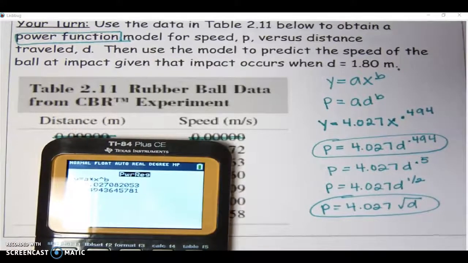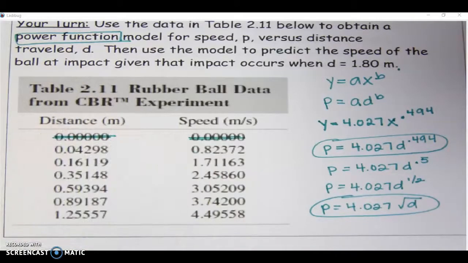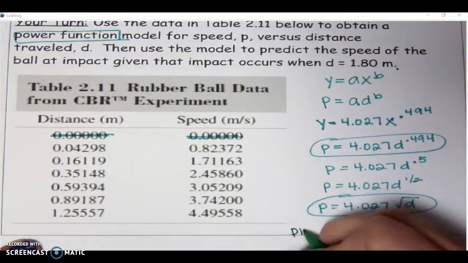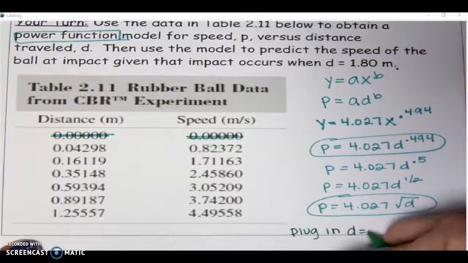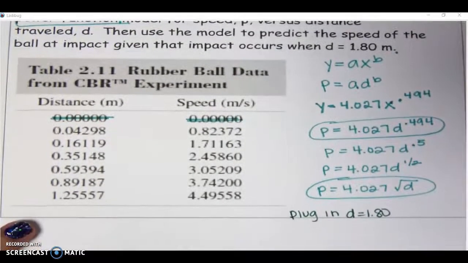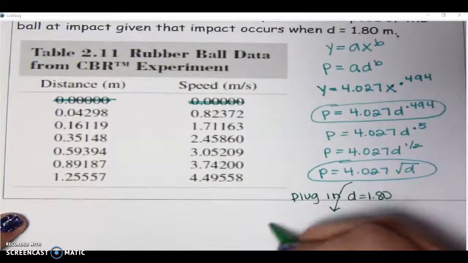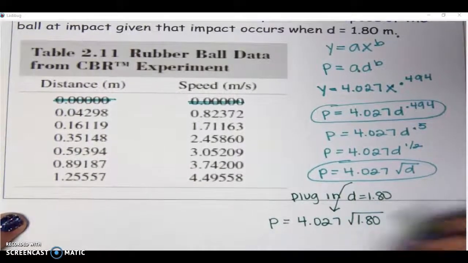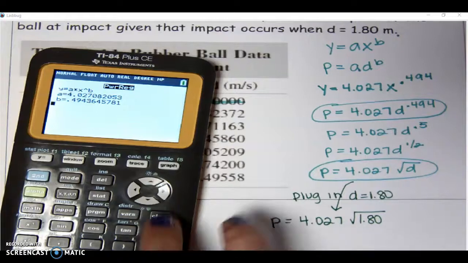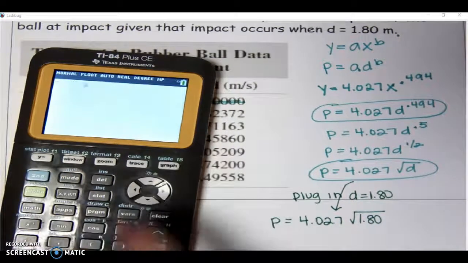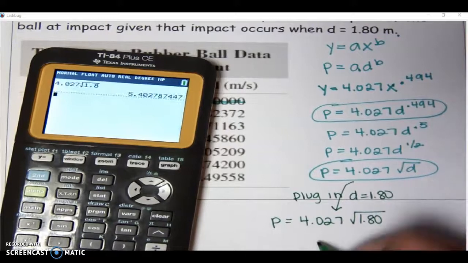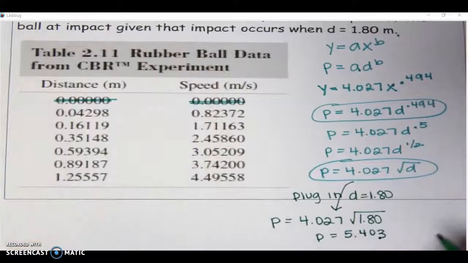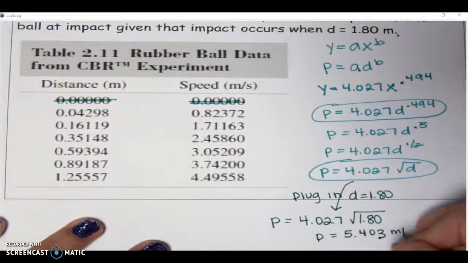So then it says, use this model to predict the speed at an impact when d is 1.80. So we're going to plug in d equals 1.80, and you can plug it into any of them that you want. I'm going to plug it into this one. So if we plug that in on our calculator, you should get around 5.403, and the units on P here, the speed, is meters per second.